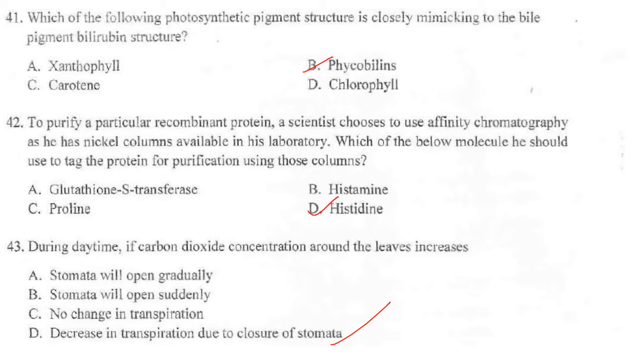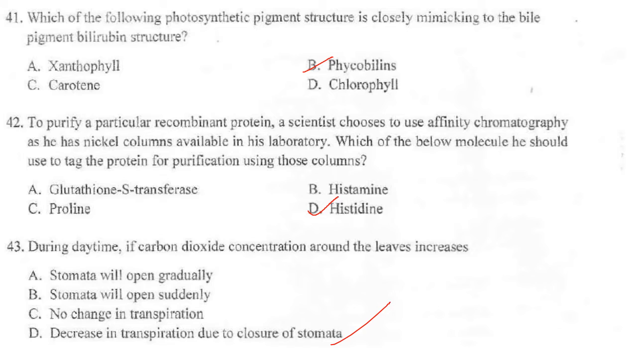It is phycobilins. Answer is option B. Then next one. To purify a particular recombinant protein, scientists choose to use affinity chromatography as he has nickel columns available in his laboratory. Which of the below molecule he should use to tag protein for purification using these columns? So they should be histidine tagged.